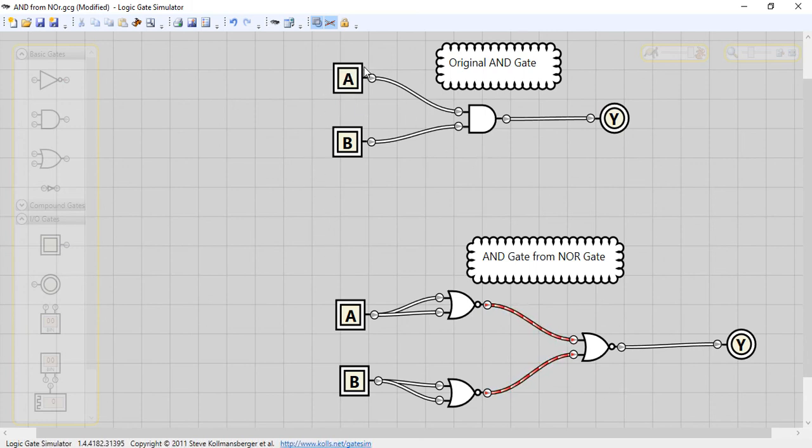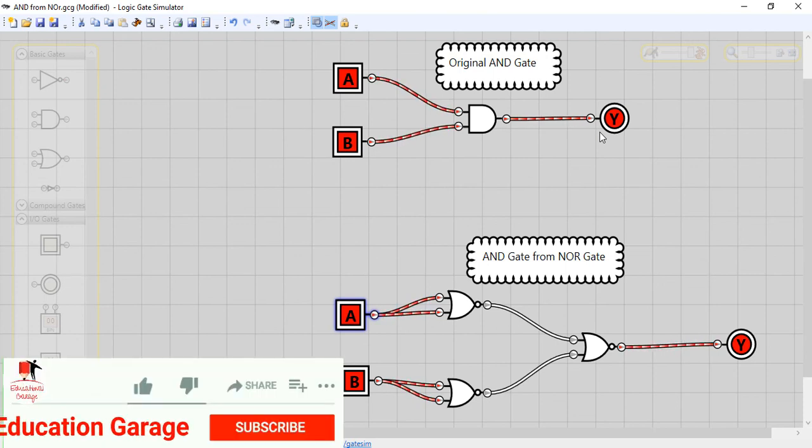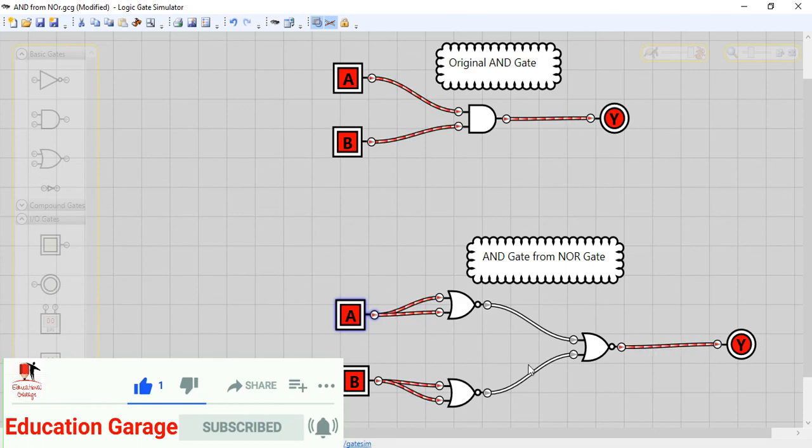For our first case, A and B are 0 here, and the output is 0. Here also A and B are 0 and the output is 0. And when the value of A is 1 in both cases, you can see the output is still 0 in both. Likewise, if the value of A is 0 and B is 1, then also the output is 0 here. But when both A and B are 1, then the output in both is 1. That means the combination of three NOR gates in this way represents our AND gate.